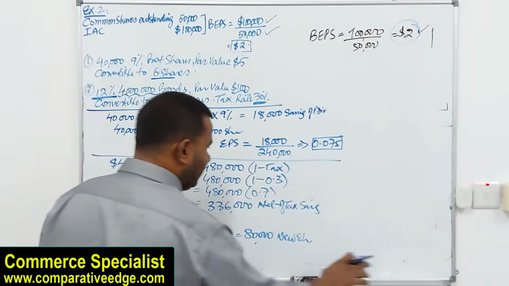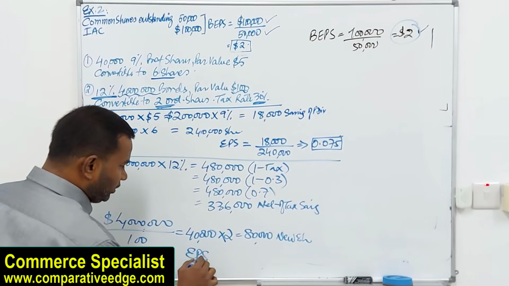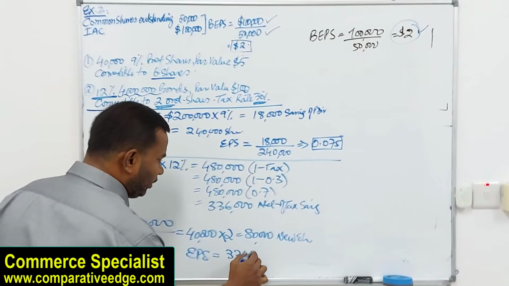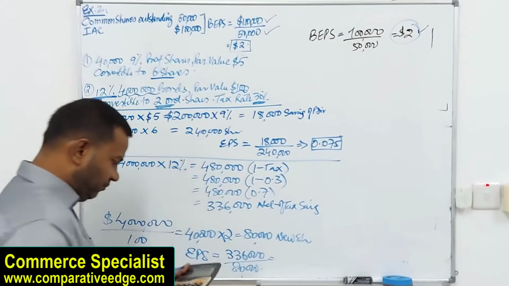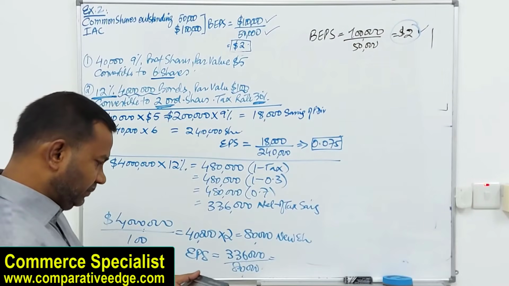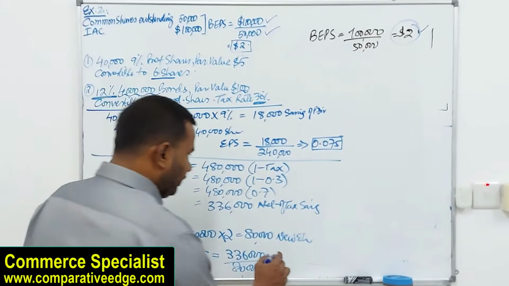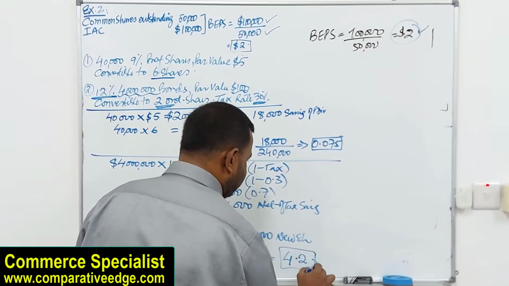So if I look at the EPS effect for conversion of bonds, earning is 336,000 net of tax divided by 80,000 new shares, which is 336,000 divided by 80,000. It gives me 4.2 as the EPS effect.